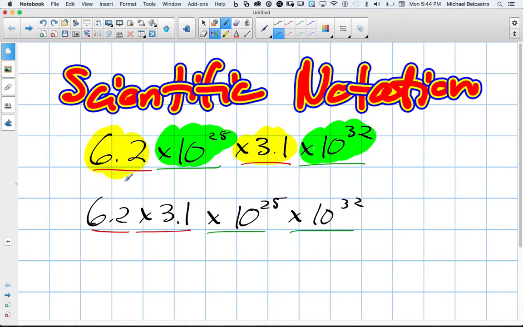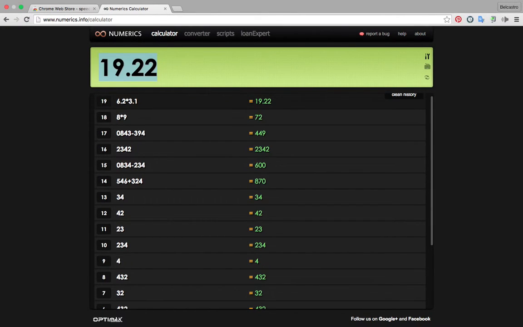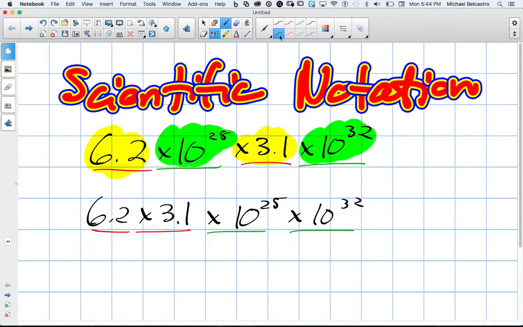So 6.2 times 3.1, put my little calculator here. 6.2 times 3.1, 19.22. So that simplifies into 19.22. And then here, for exponents, we're going to keep the base the same. This is when you're multiplying exponents with the same base. The base stays the same, so we have the number 10, and you add the two powers, 25 and 32. When you add those together, you're going to get 57.